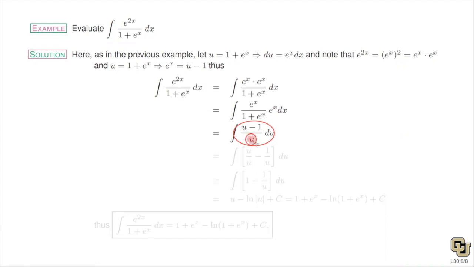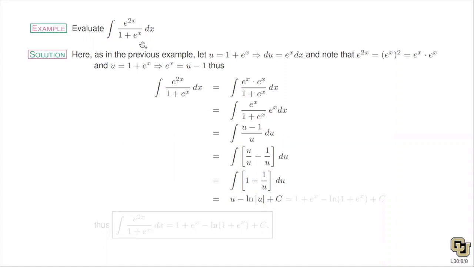And if you see the denominator is a single term, something to always try is to break up the fraction. So here I write this as u over u minus 1 over u. U over u is just 1. And now we can take the antiderivative of each of these terms. The antiderivative of 1 du is u, and the minus, and then the antiderivative of 1 over u is ln of absolute value of u.